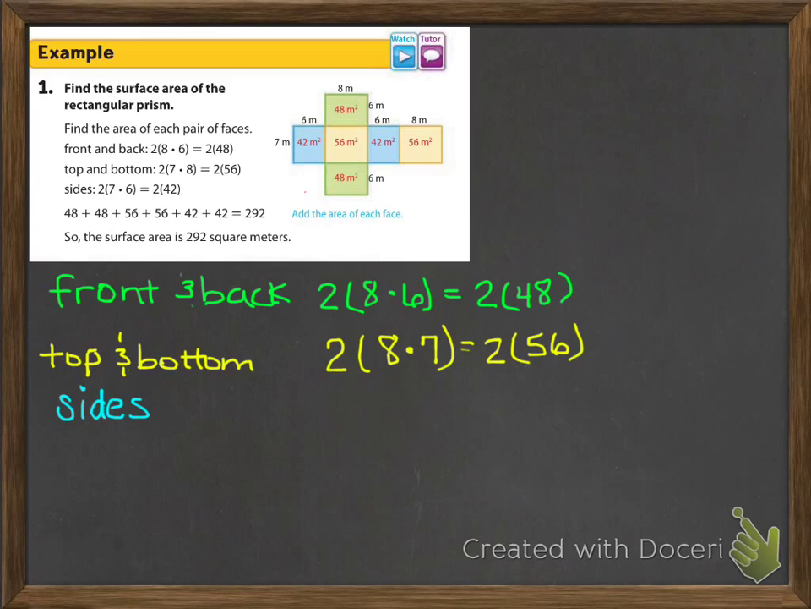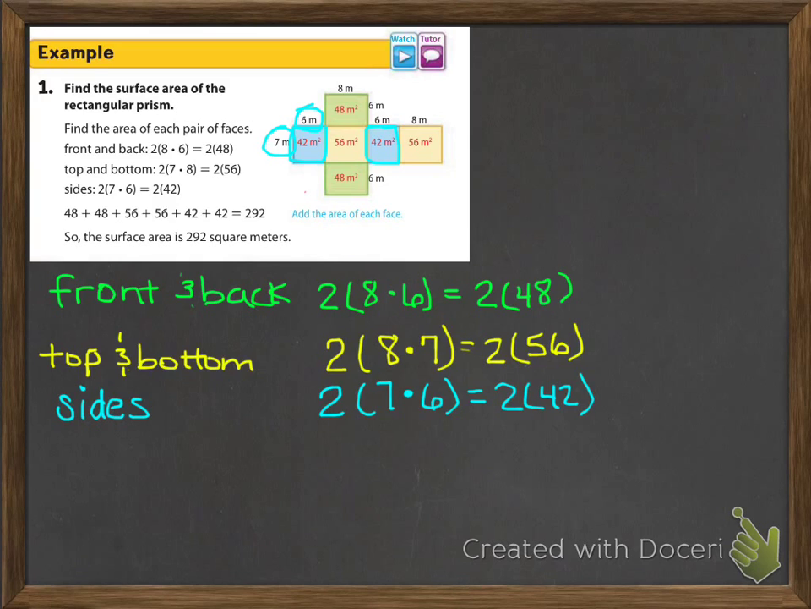And then you're going to be looking at this box right here and this box right here. And again, because they're congruent, they should have all the same measurements. So we can look at this one and we see 6 meters and we see 7 meters. So let's go ahead and plug that in. We have 2 of them and their dimensions are going to be 7 times 6 or 6 times 7 equals 2 times 42.